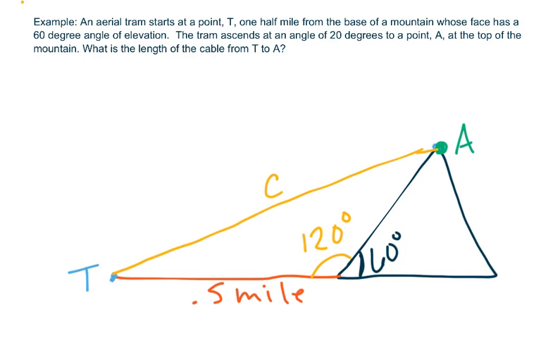And one more bit of information, they tell us that the tram ascends at an angle of 20 degrees, so this angle here is 20 degrees. So now we have the value of two angles in our triangle, 120 and 20, so together those add up to 140, and our triangle has to have a total of 180 degrees, making this angle here at side A have a value of 40 degrees.